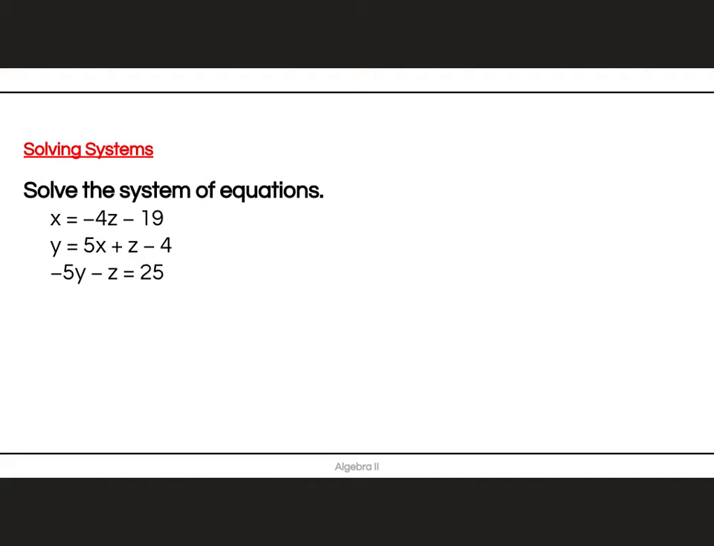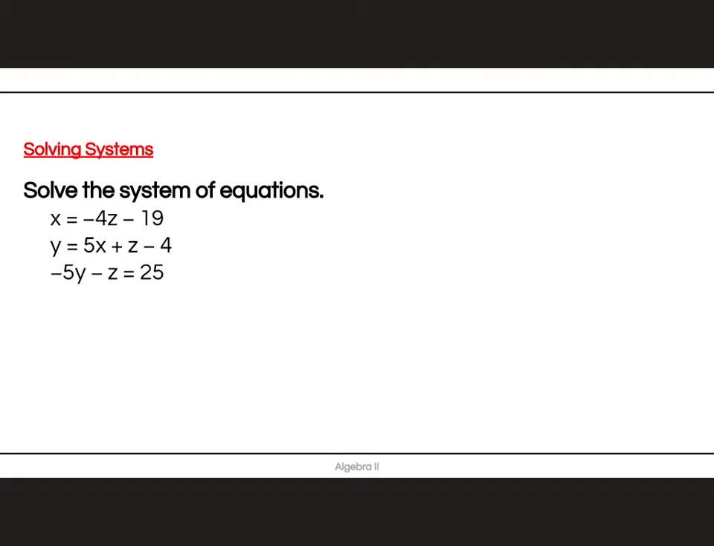In this particular problem, we have x is equal to negative 4z minus 19, y is equal to 5x plus z minus 4, and negative 5y minus z is equal to 25. This problem lends itself to substitution because I have x equals something and y is equal to something, so I can plug in for x or I can plug in for y.